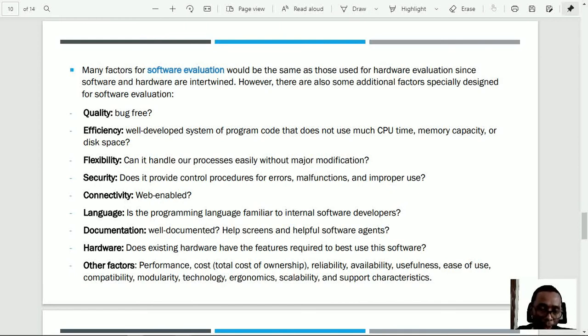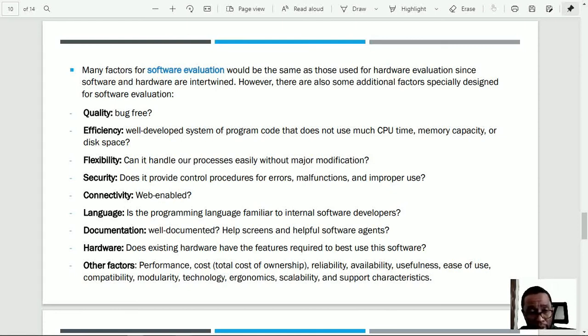Now, if it's software, you can ask the following questions. Is it bug free? What's the quality of the software? How flexible is it? Is it able to handle many other things? Or how compatible is it? Or is it extensible? Can we have security features switched on, off, for example? Does it have enough documentation, or other factors like how does it perform, how reliable is it, and many others.